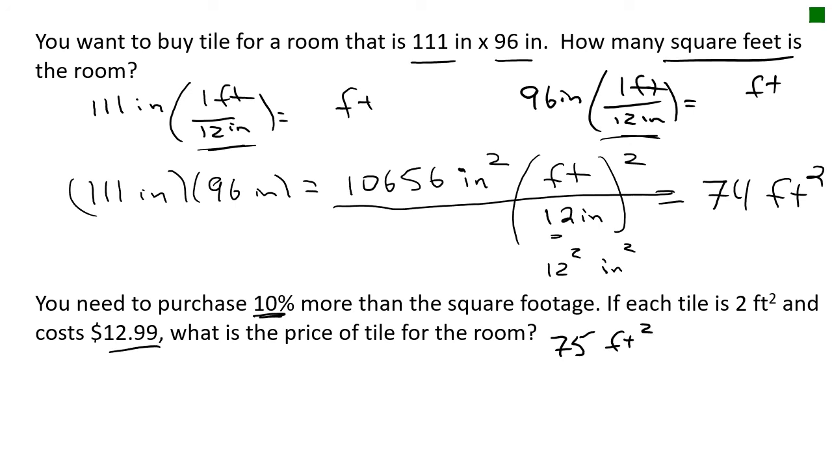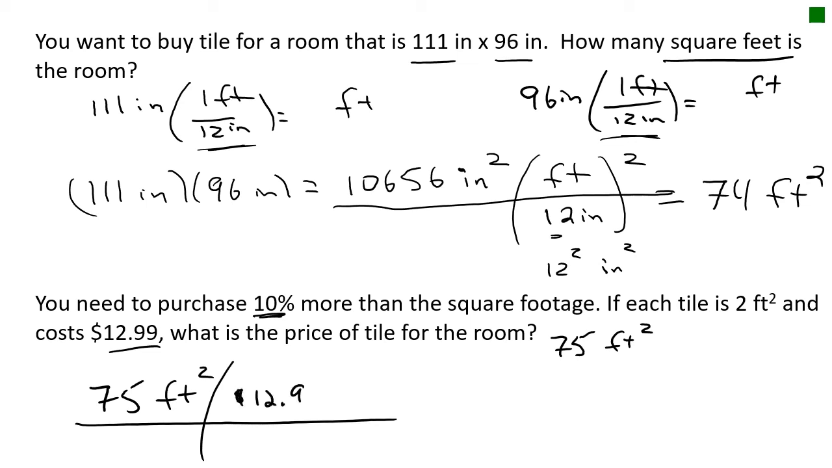We want to know what this would cost. Well, if I start out with 75 square feet, and I am told that each tile costs $12.99 per 2 square feet, I can do my math here and get a total of 487. If I round to 2 sig figs, $490.